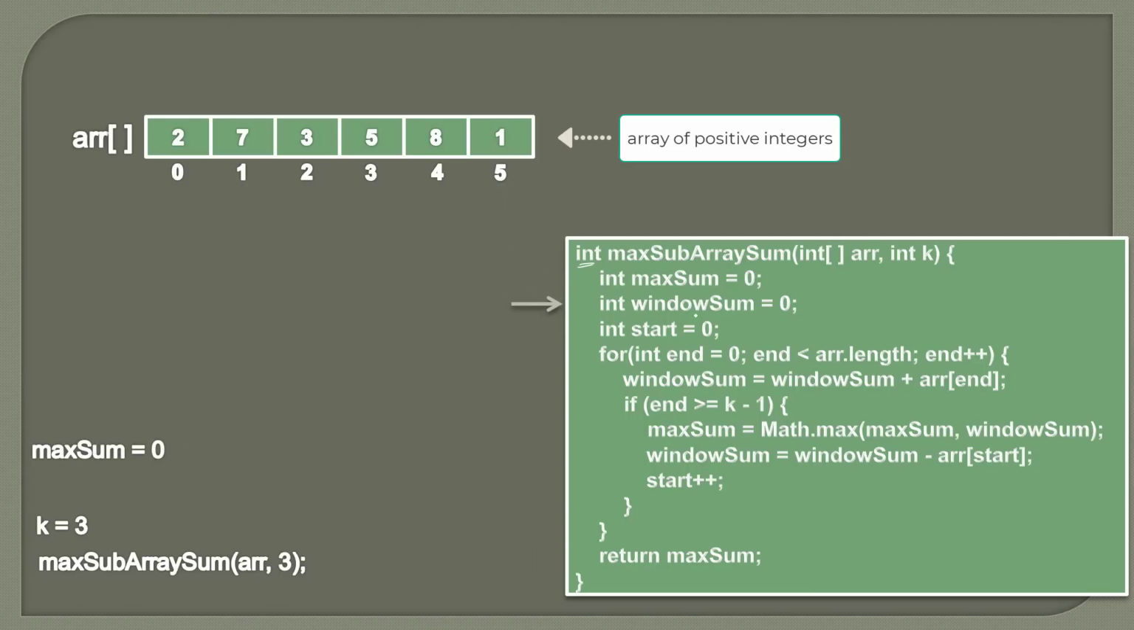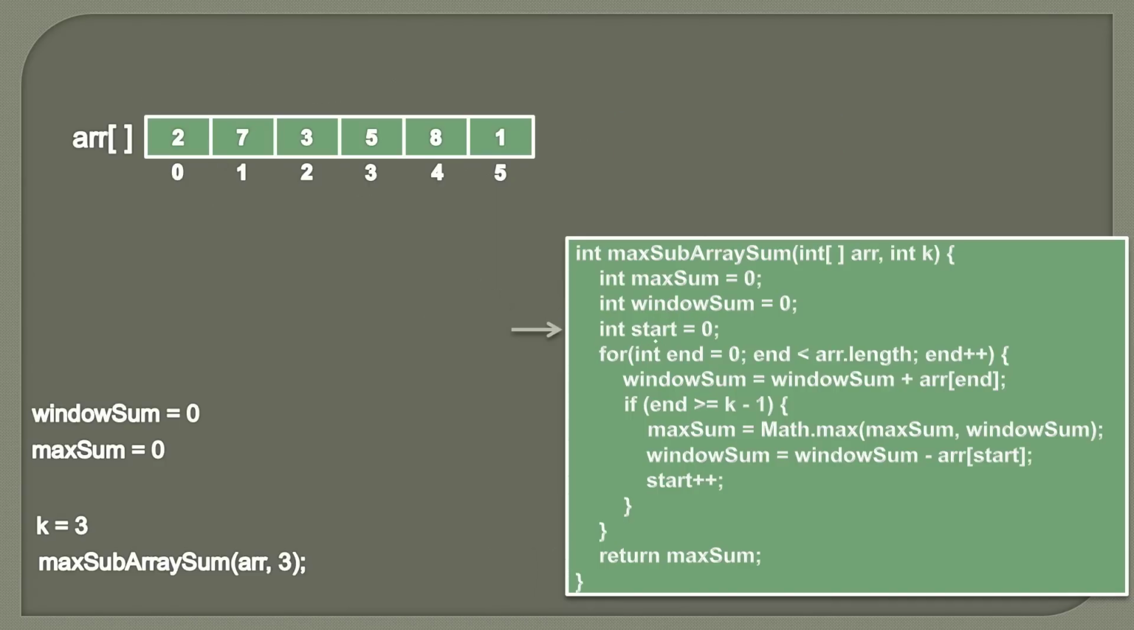Then we create a variable windowSum. As we want to take the sum of a sliding window of size k, let's say this is a sliding window of size k. For these 3 elements, whatever their sum will be, we store in the window sum. And similarly, for the next window, we store its sum in the window sum. So we create a variable windowSum having value 0 at the start.